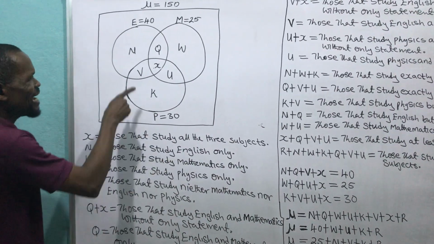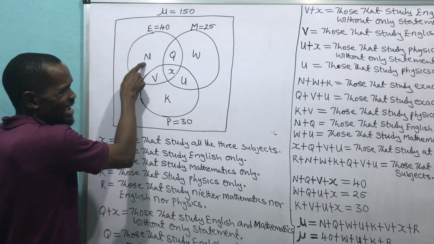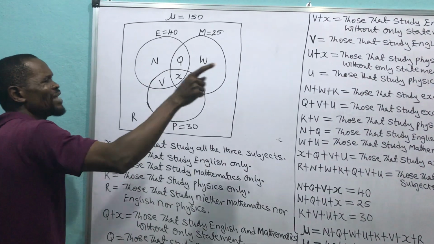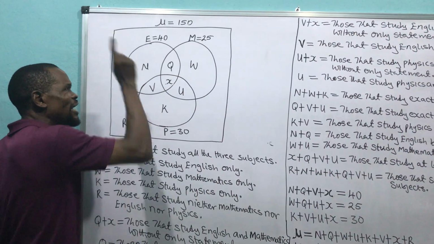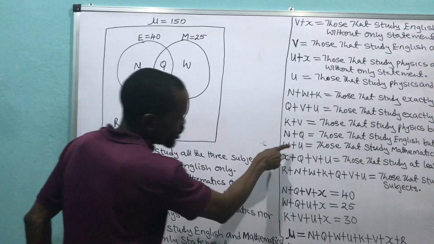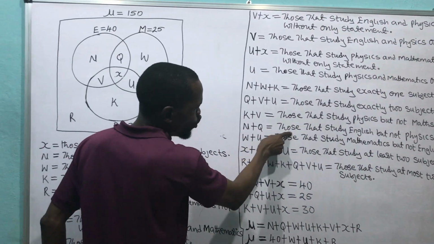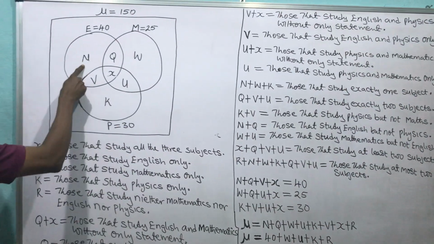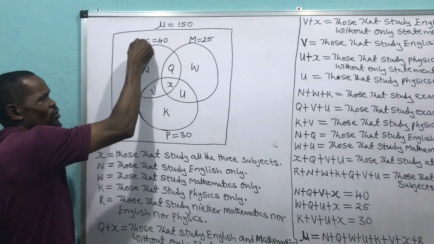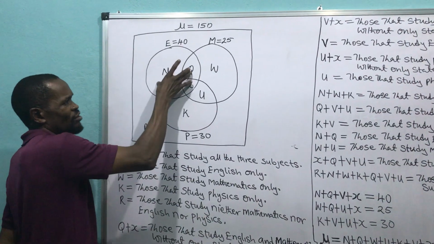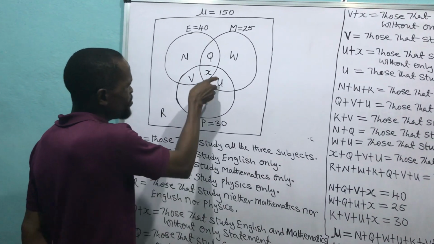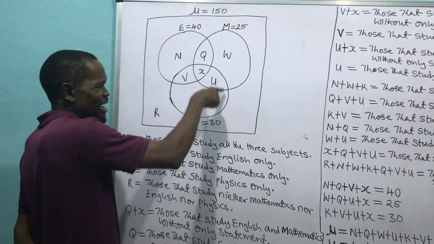Then again, I can now say that what? N plus what? Q. N plus Q are those that study English, but not physics. Watch it. N plus what? Q. Those that study English, but not what? Physics. If you watch N and Q, you can look at the circle of English. Look at it. And look at the circle of what? Mathematics.